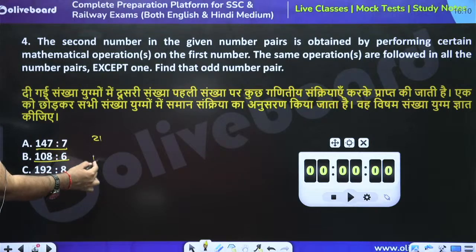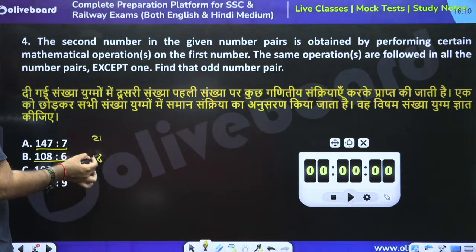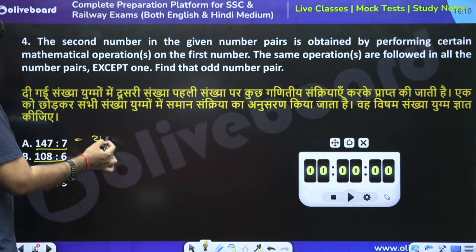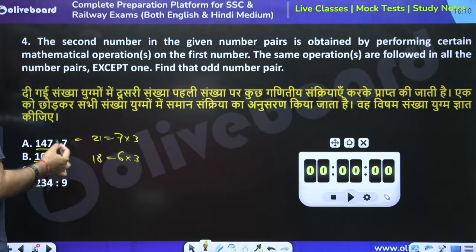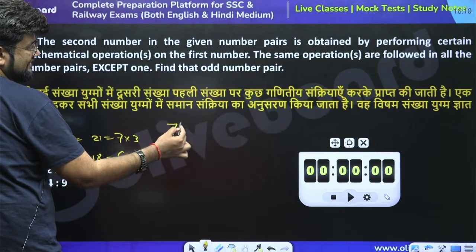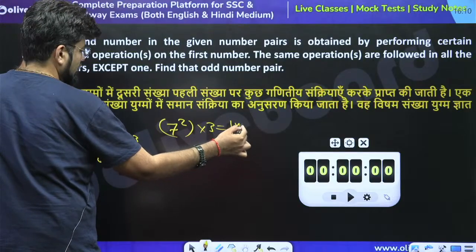Yeah, sorry, I get 18. So what exactly is happening here? If I divide them, I am getting triple of this number. So this is 7 into 3. This is 6 into 3. So basically, we are just squaring 7 and multiplying it by 3 to get your answer as 147.